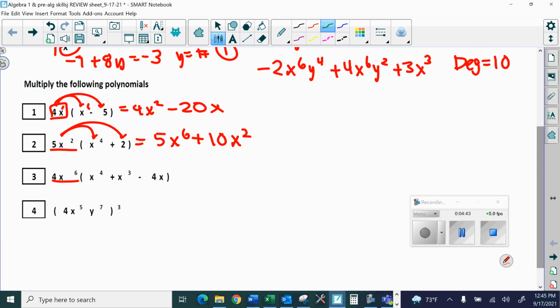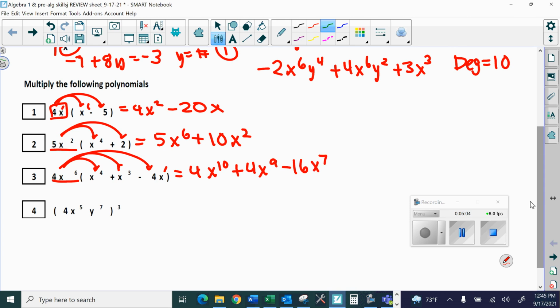Next one, 4x to the 6th, I'm not distributing, so I have 4x to the 10th, adding the exponents, distribute to x cubed, plus 4x to the 9th, 6 plus 3 is 9, and then negative 4 times 4 is negative 16, and x to the 6th times x to the 1st is x to the 7th.